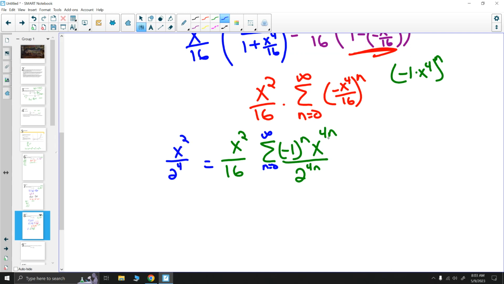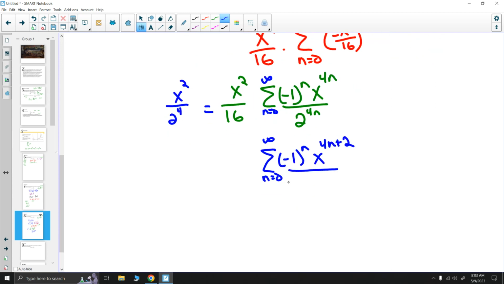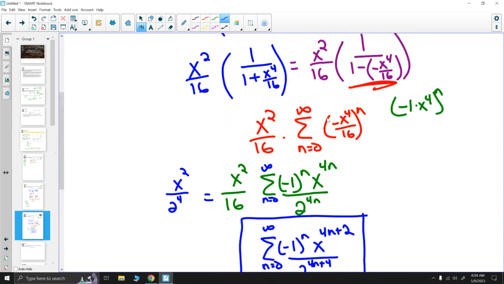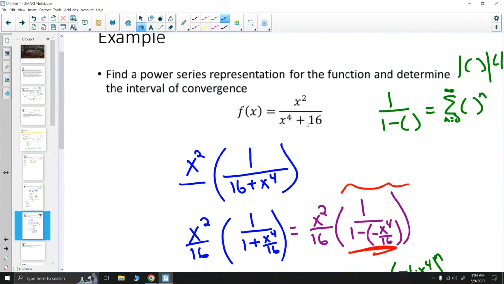So x to the 4n times x squared is just going to give us the sum n equals 0 to infinity. Our alternating does not change. X to the 4n times x squared is going to give us x to the 4n plus 2 over our 2 to the 4th times 2 to the 4n. Well, we add exponents as well. 2 to the 4n plus 4. So that is our power series describing our function here.